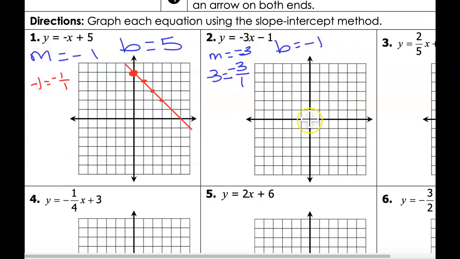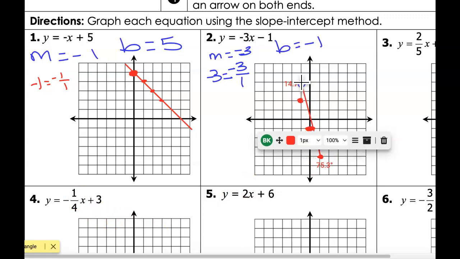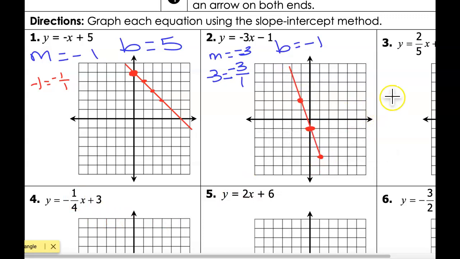Since the intercept's negative, I go down 1, put my point, and then my slope is -3, so I can either go down 3 and to the right 1, or I can go up 3 and then I would go to the left. We just have to make one of the numbers negative so that our slope is negative. Once we've got a couple of points, we just draw a line through those points and we've graphed the linear equation.